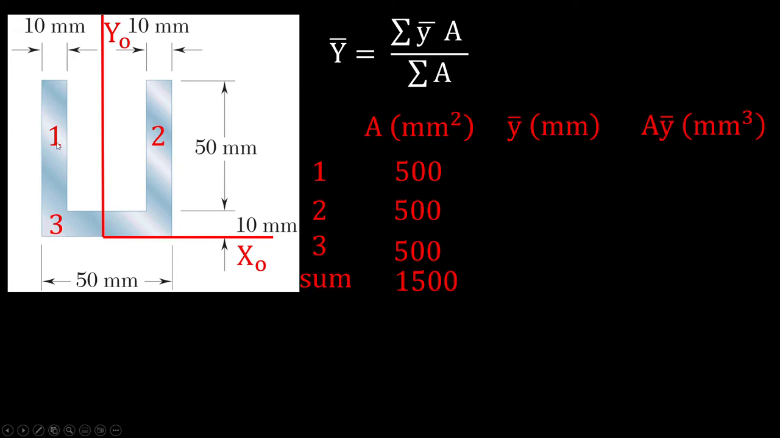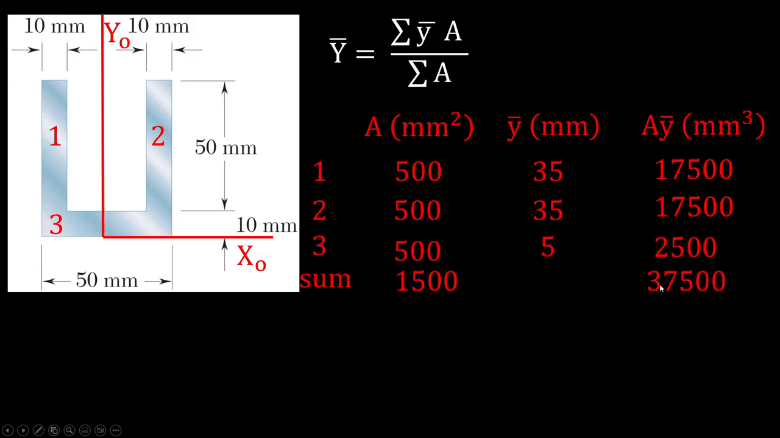For the center of shape 1, half of 50 is 25, but if you put 25 in here, that will be wrong, because the reference that we have is at this x naught, so it's from the base. So you will have 10 plus 25, which gives you 35. The same for shape 2, 35. Now from the base all the way to the middle, it will give you 5 for shape number 3. Now we will do the multiplication. 500 times 35 will give you 17,500. We will do the same for shape 2, shape 3, and then find the sum.